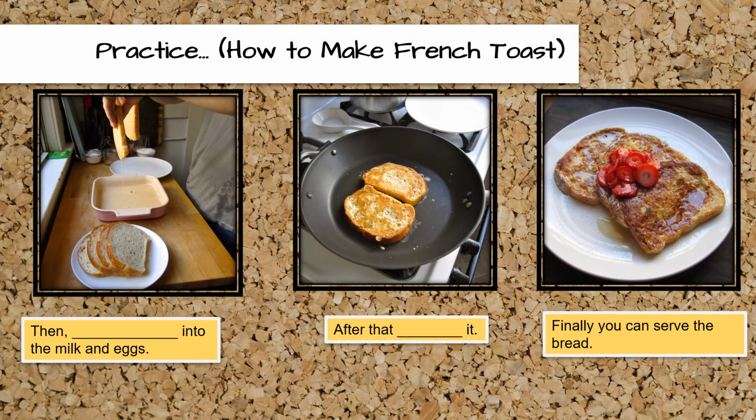Okay, we'll continue. So here are still the steps how to make the French toast. The next step: then dip the bread into the milk and eggs. See here the instruction, the picture. So then put the bread. Very good. Put the bread into the milk and eggs.